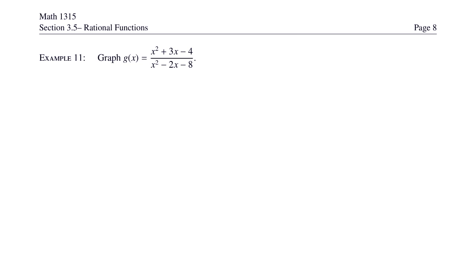Let's look at example 11. Graph g of x is equal to x squared plus 3x minus 4 over x squared minus 2x minus 8. So first, let's find the x-intercepts. We find the x-intercepts by setting the numerator equal to 0. It's a quadratic, so you have to use one of your quadratic methods. Does it factor? If it doesn't, you can use the quadratic formula. This one factors.